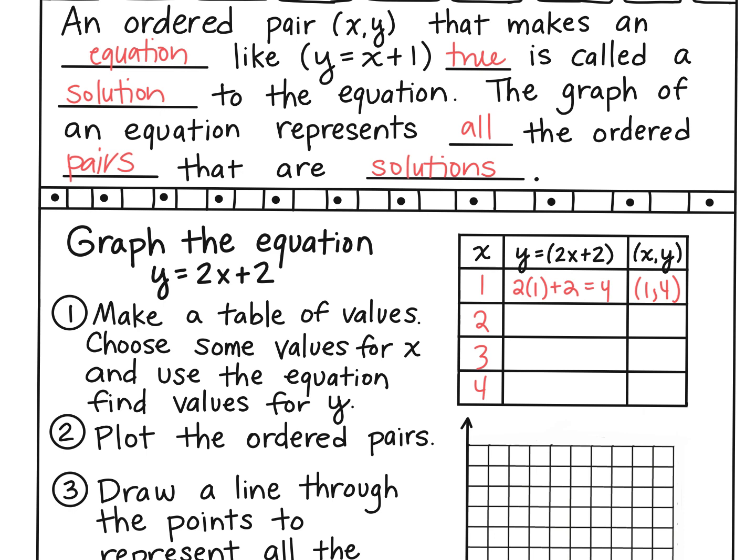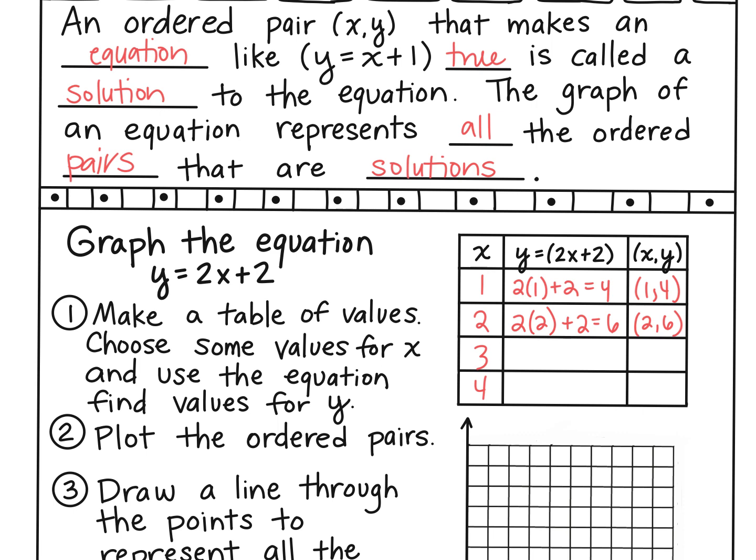Okay. Here, 2 times 2 this time. Why did I plug in a 2 here? Because x is 2 this time. Don't forget to add 2. So what is 2 times 2? 4. And then plus 2 is 6. So that means that my ordered pair is 2, 6.